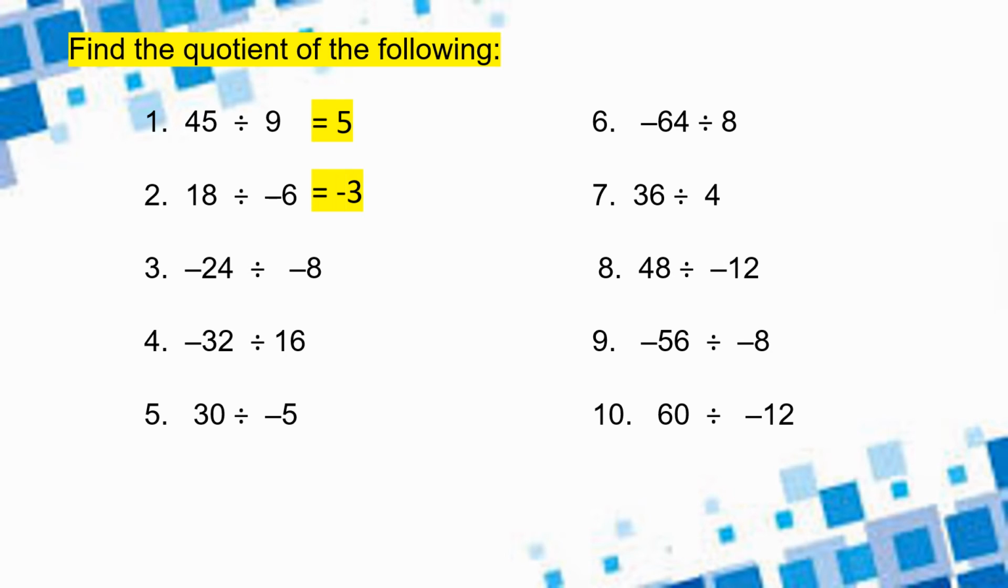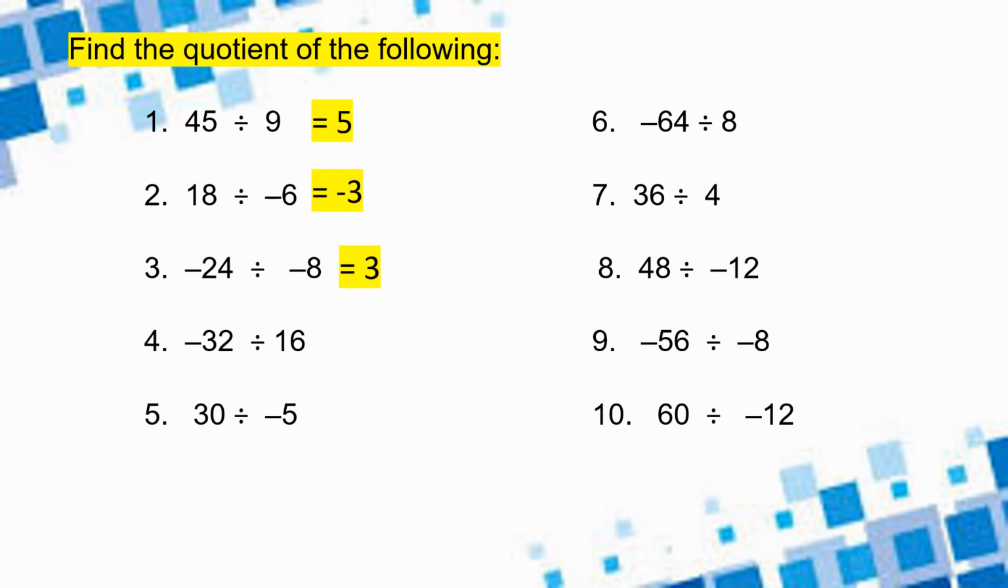Naintindihan po? Alright, number 3, we have negative 24 divided by negative 8. Parehong negative. Of course, the sign of the quotient is positive. And that is, how many 8 do we have in 24? So, 8, 16, 24. Tatlo lang po. So, our answer is 3.